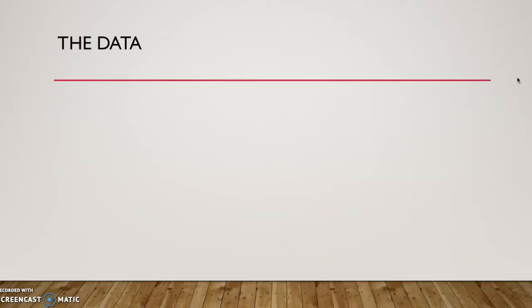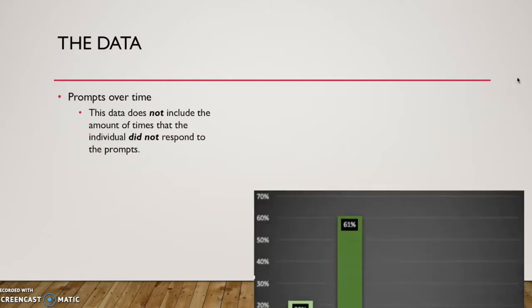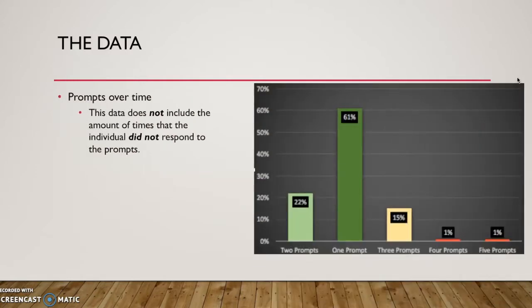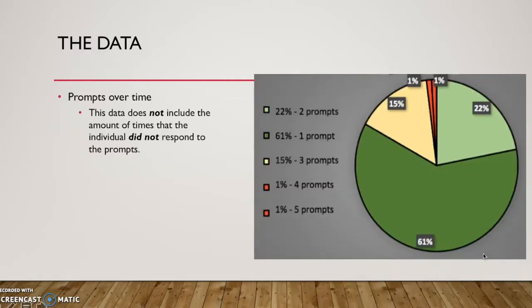Now, for the data: prompts over time. These graphs do not include the number of times the student did not respond. They just show the percentages over time of the prompts given: 2 prompts, 1 prompt, 3 prompts, 4 prompts, and 5 prompts. As I just said, these do not represent whether the student responded or not.